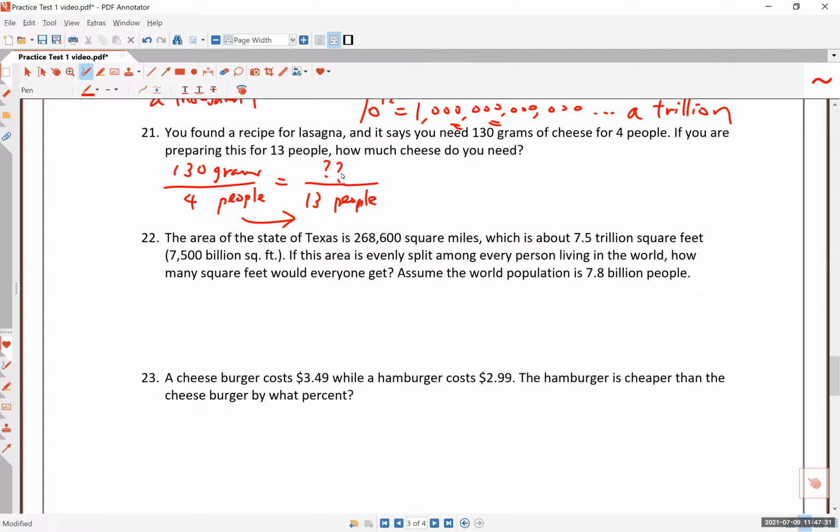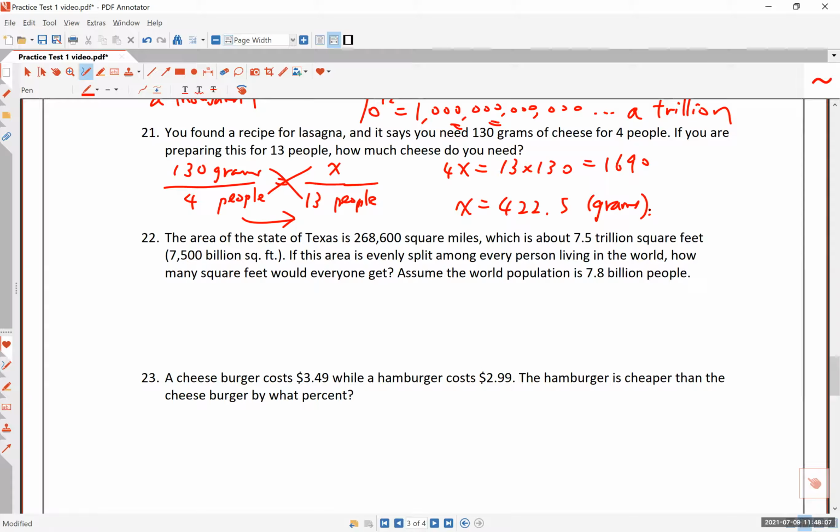But if you have to find the precise answer, because you are taking a math test, how much cheese do you need? This is the proportion you would get. You can call this X or whatever. So you cross multiply, right? So it's 4x is equal to 13 times 130. That's one way to do that. And by the way, it's 1690, and you can divide both sides by 4, and you get 422.5 grams, and this is the answer to your question.